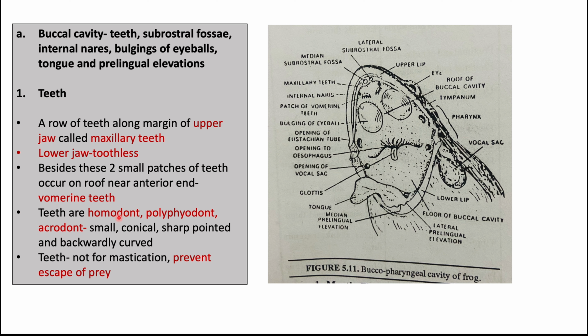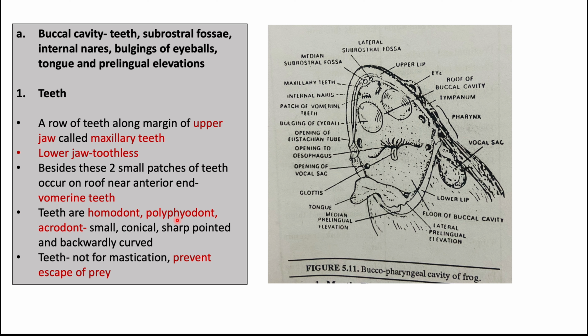Let's differentiate how. Like in case of human, we have heterodont, which means we have different sets of teeth, like incisors, canines, premolars, molars. But homodont means there will be the same set of teeth. In case of frog, if there are canines, then all teeth will be canines. If incisors, then they will be incisors only. So this is homodont. In case of human, they are heterodont.